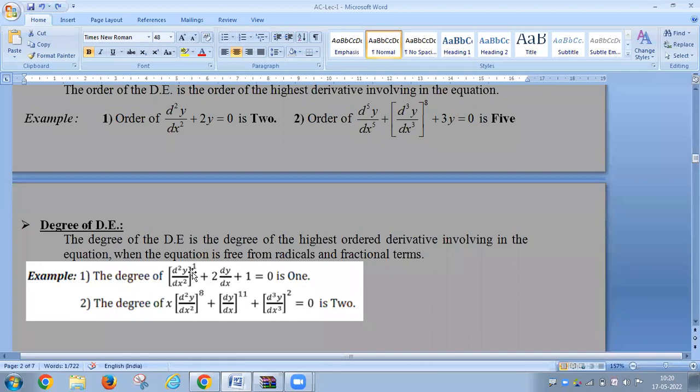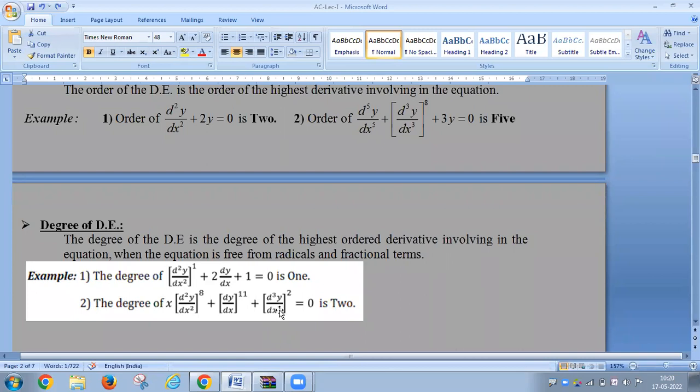Next, consider this example: x into (d square y by dx square) whole power 8 plus (dy by dx) whole power 11 plus (d cube y by dx cube) whole square equal to 0. The highest derivative is the third order derivative. So the order of this differential equation is 3, and its power is 2. So the degree is 2. The order is 3 and the degree is 2.